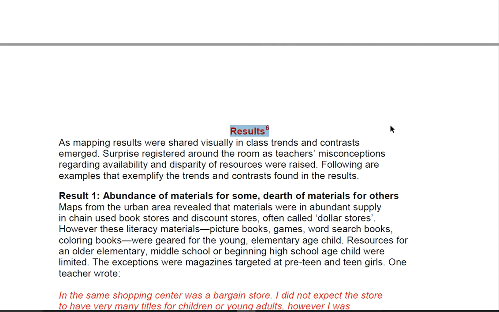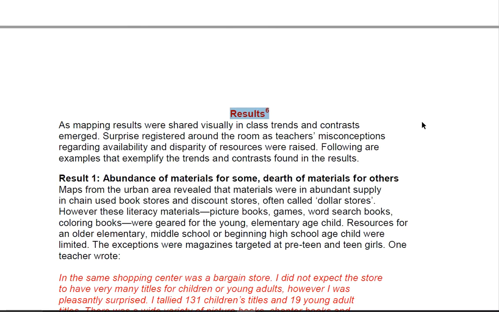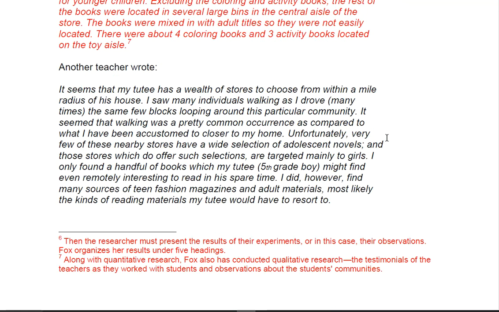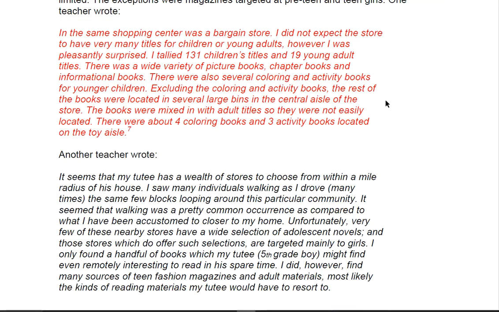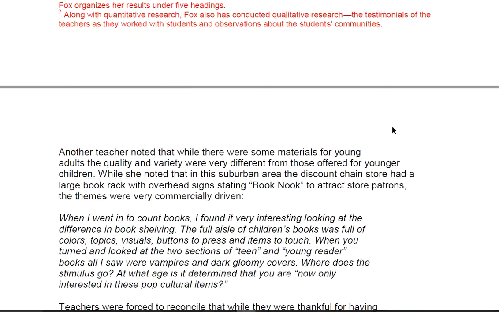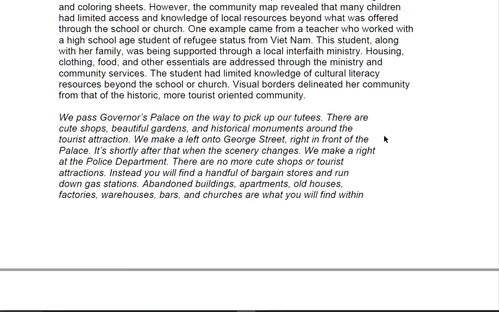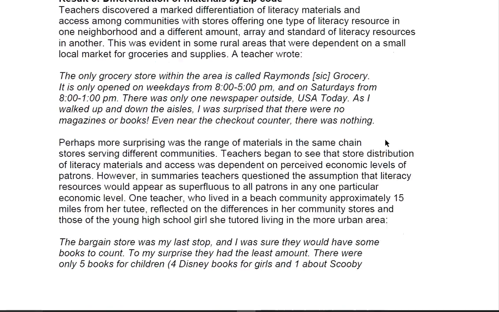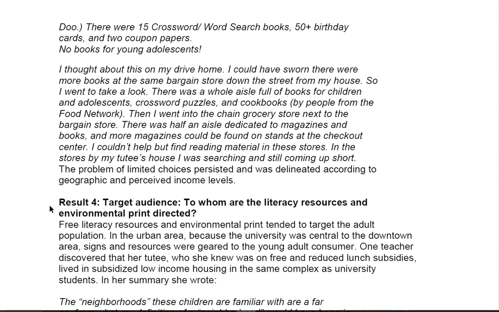And then we move down to the results section. Okay, so what were the results of this study? And for this particular study, the researcher presented 5 results. Each result is in its own section. Okay, and I mentioned that there is quantitative and qualitative research as you go through this study. This researcher used both.